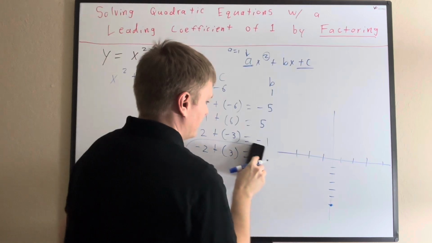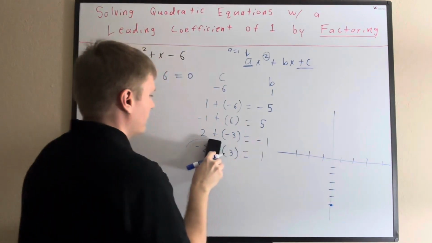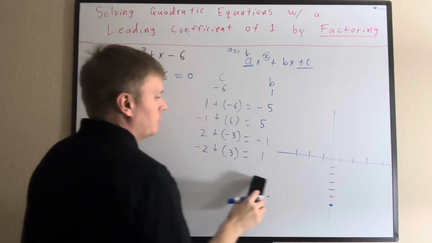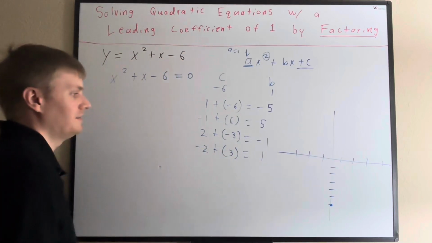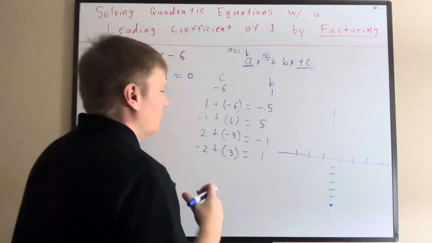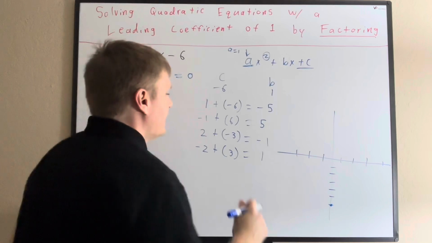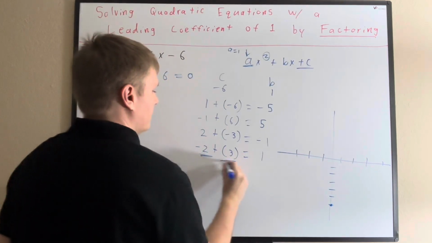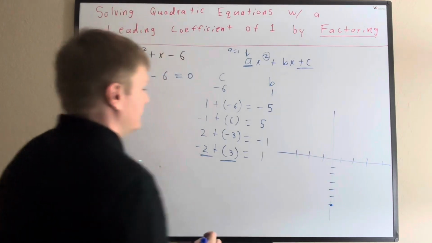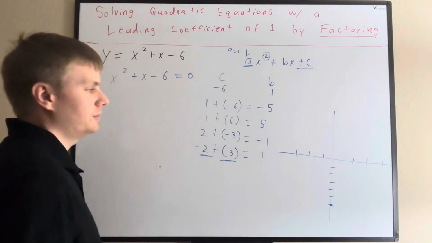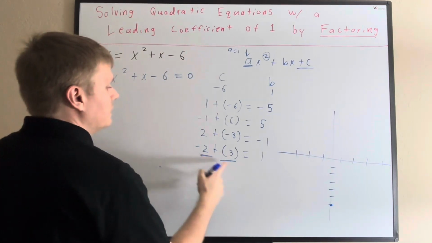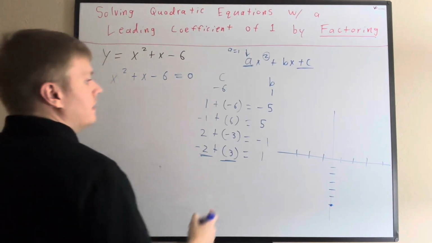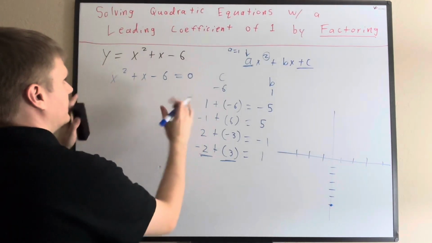Because it's important. Maybe we shouldn't circle it because we don't want the teacher thinking that's our answer, because that's not even close to our answer. We're not done yet. This negative 2 and positive 3 is close to our answer. We're going to use these to factor this out.